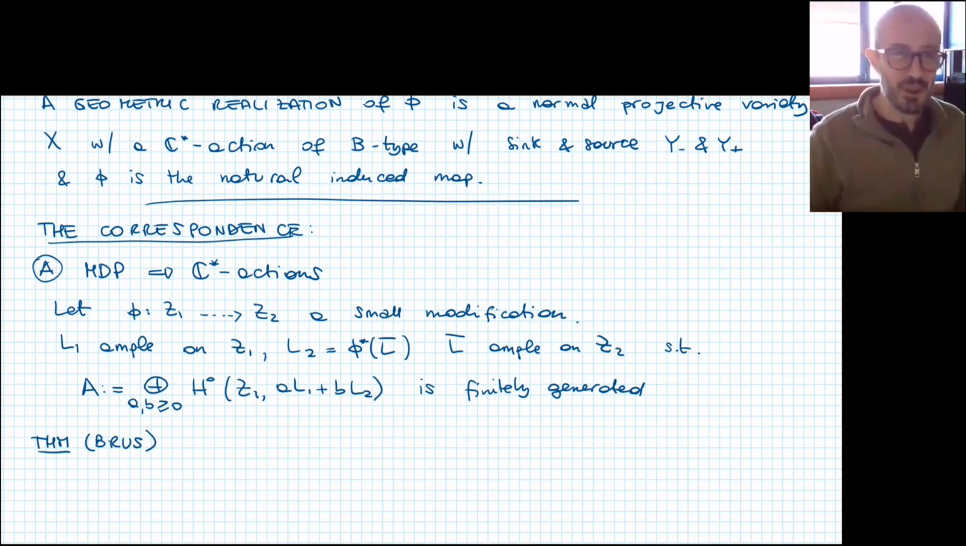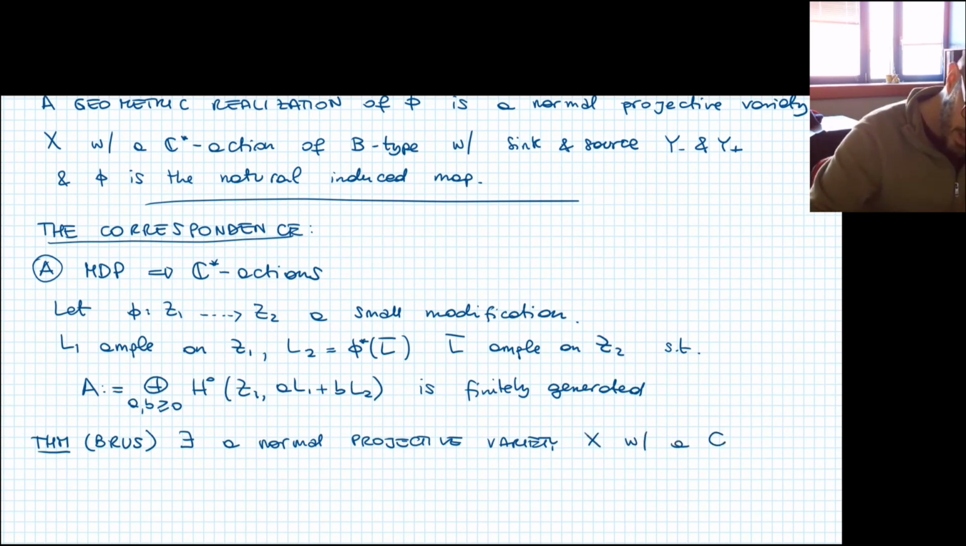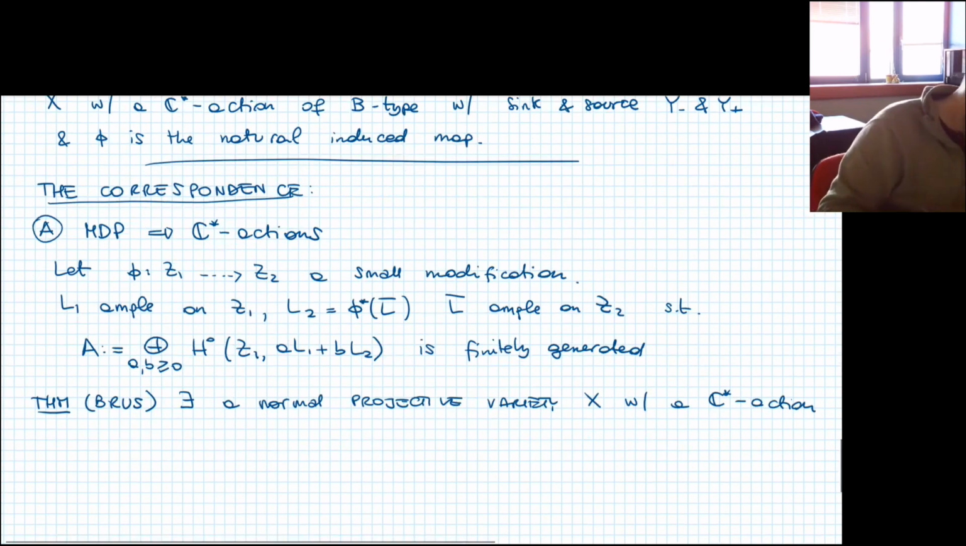Also here we switched because we like easier things. This is one of the theorems with Lorenzo, Eleonora, and Luis. So there exists, in the setting, a normal projective variety X with a sister action such that, first thing, the action is a bordism.